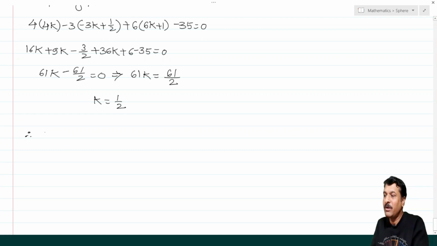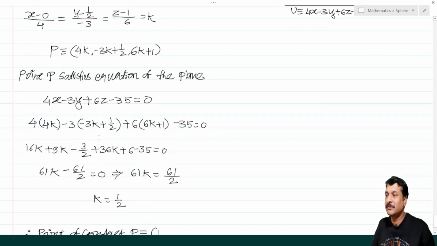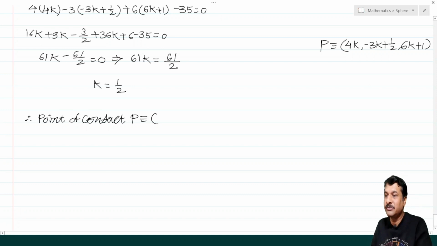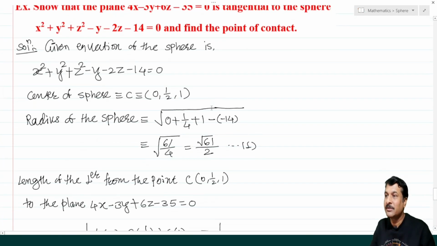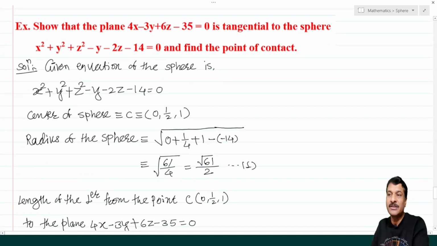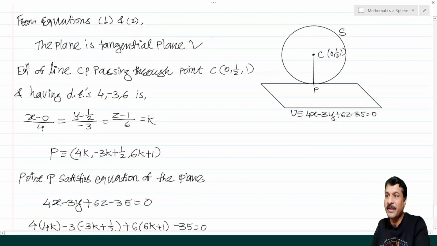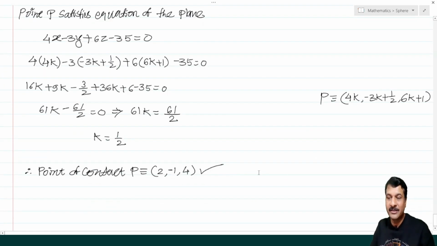And once we have the value of k, the point of contact P is nothing but you put the value of k here. So I am getting 4 into 1 by 2, it is 2; minus 3 into 1 by 2 plus half, it is minus 1; and 6k plus 1, it is 4. So this is your point of contact. So both parts are done. The first part is what we wanted to show, that the given plane is a tangential plane. So here is the tangential plane and the point of contact, which is your required answer.